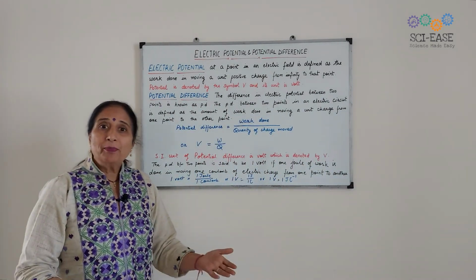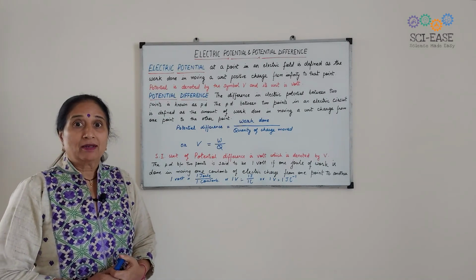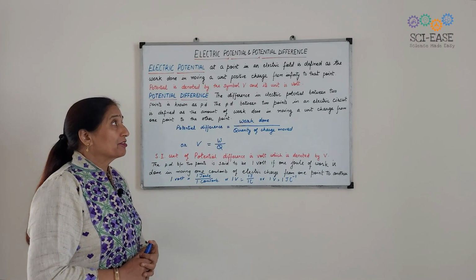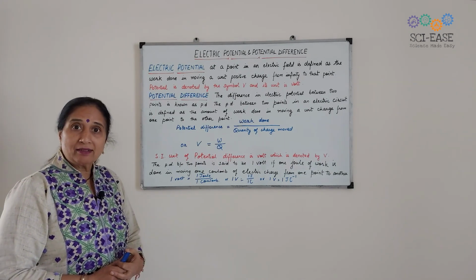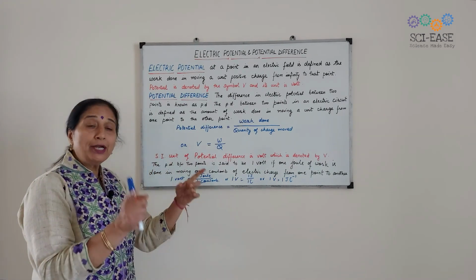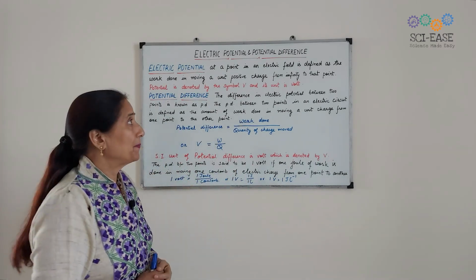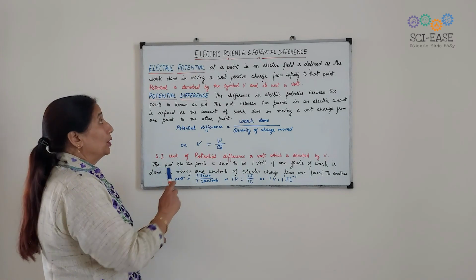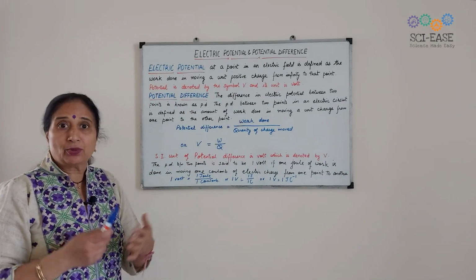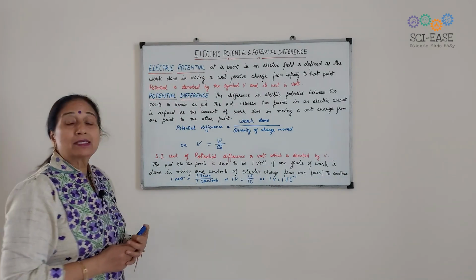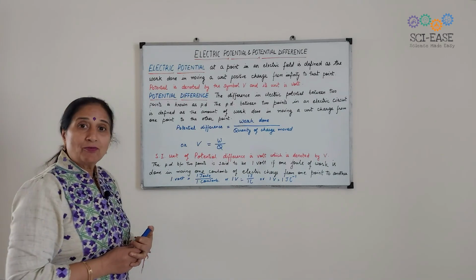First, what do you mean by electric potential? Electric potential at a point in an electric field is defined as the work done in moving a unit positive charge from infinity to that point. So this electric potential is sometimes known as potential only. Potential is denoted by the symbol V and its unit is volt.